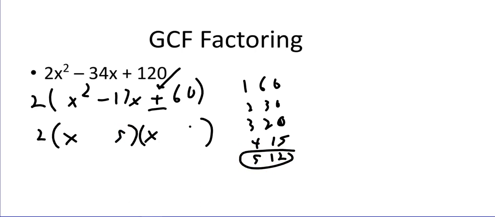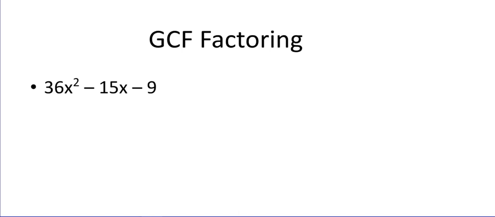Okay? 5 and 12. Now, remember, we want them to add to negative 17, means they're both negative. And again, a real quick check. Negative 5x, negative 12x is negative 17x. Just a quick verify before you move on. All right.